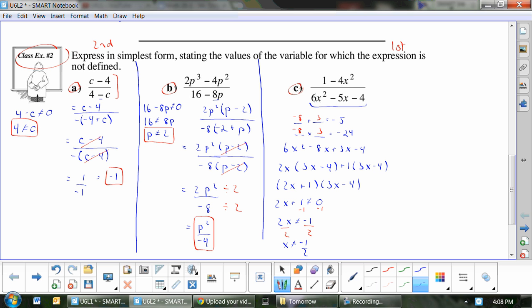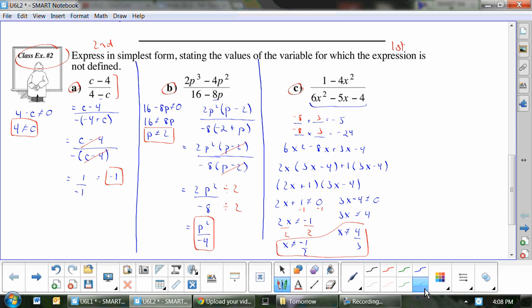And then for the other one, we solve it the same way. We go 3x minus 4 cannot equal 0. So we get 3x cannot equal 4. And then we get x cannot equal 4 over 3. Okay, so these are the two non-permissibles. So our work isn't done yet.